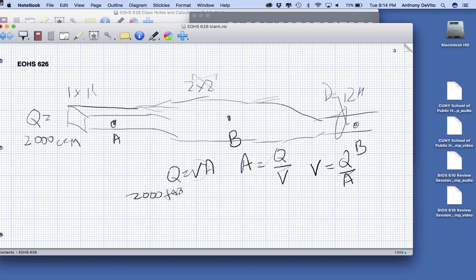feet cubed per minute. And what is the area of that first section? 1 by 1 is what? It's 1 foot squared, right? So this is left with feet squared per minute, feet per minute. That's our velocity. 2,000 feet per minute. Couldn't be simpler. You tell me now, what's the velocity at point B?